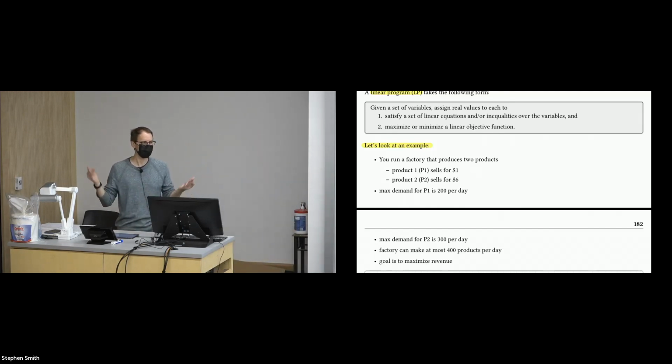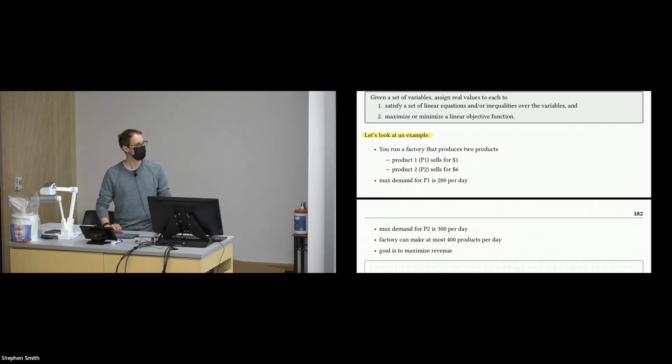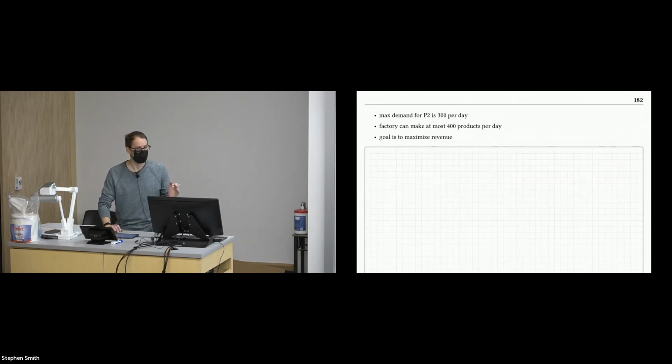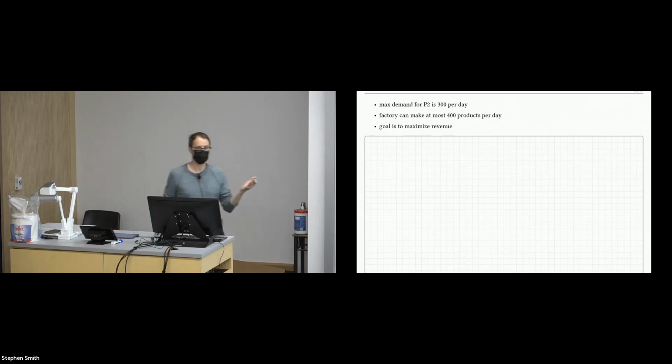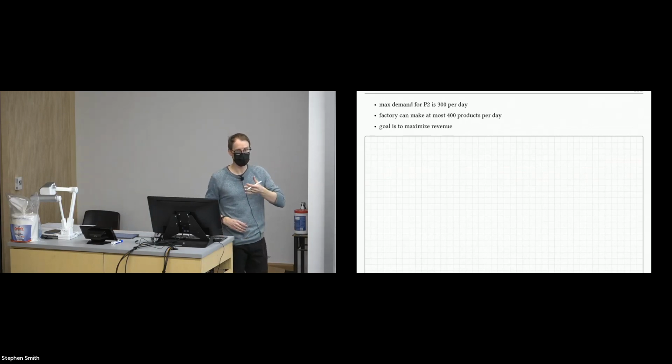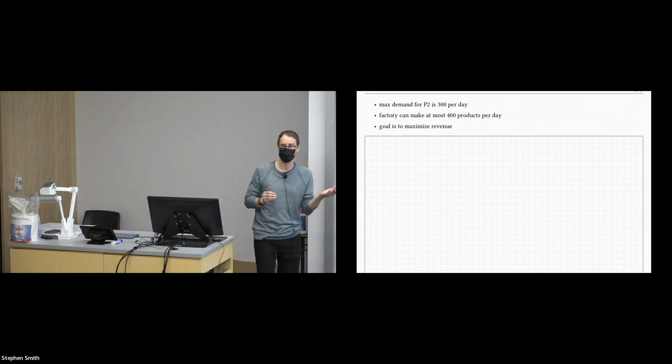So this sounds like a high school or grade school problem, although it's got a few constraints, right? And an objective. So let's write out what this problem looks like. I'm going to define x1 to be the number of product 1 that I produce, and x2 to be the quantity of product 2 that I produced.